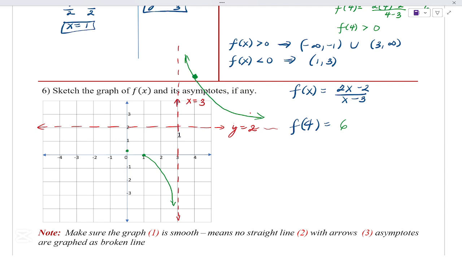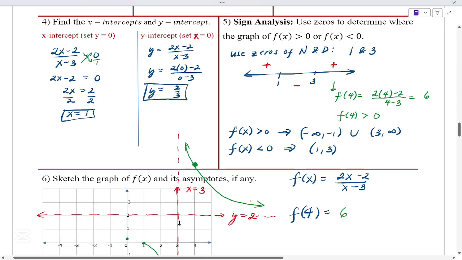And make sure that your curve will get closer and closer to this asymptotic line. And once it's very close here, then you have to stop and put an arrow. So next is from minus infinity to positive 1.